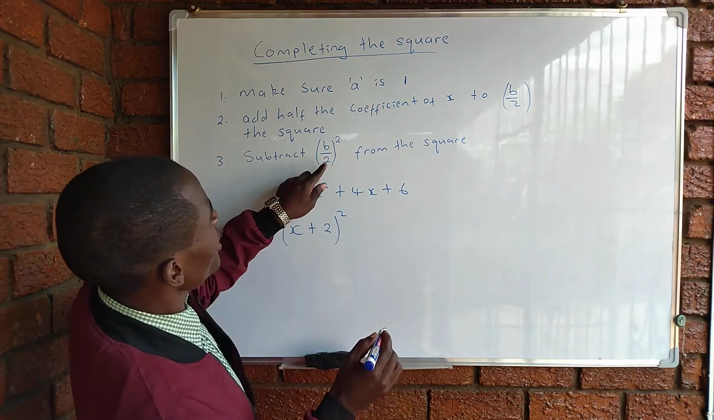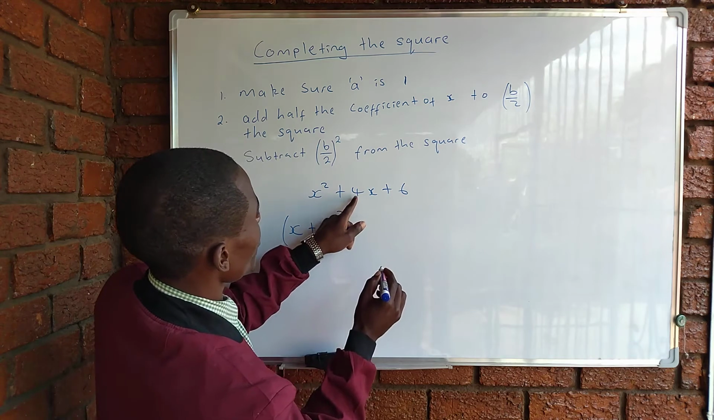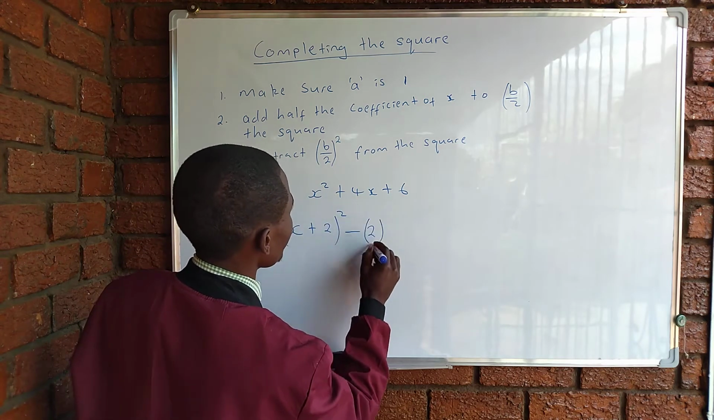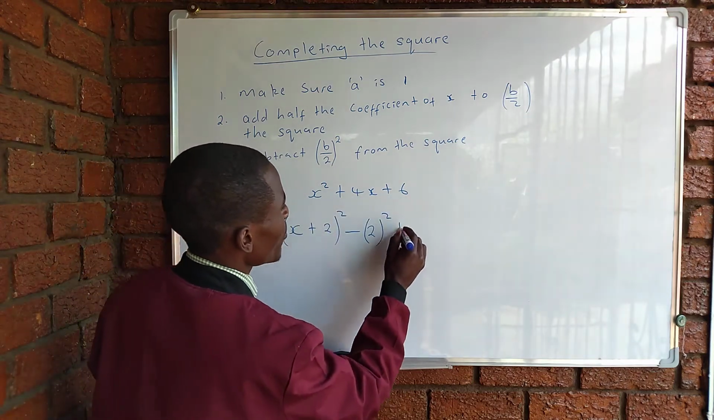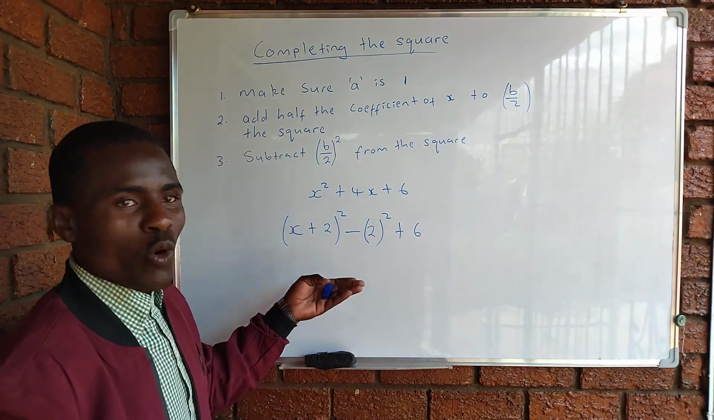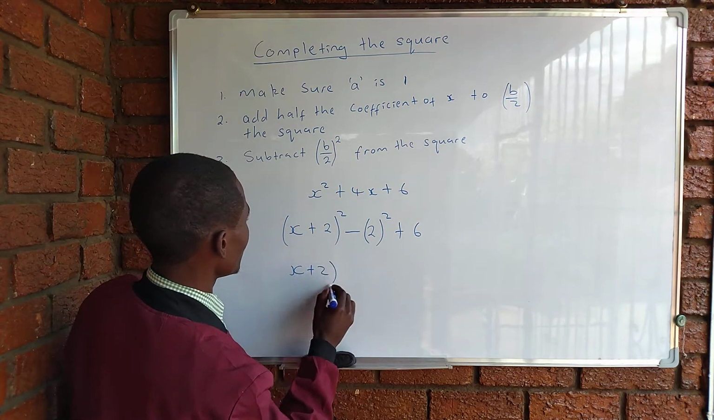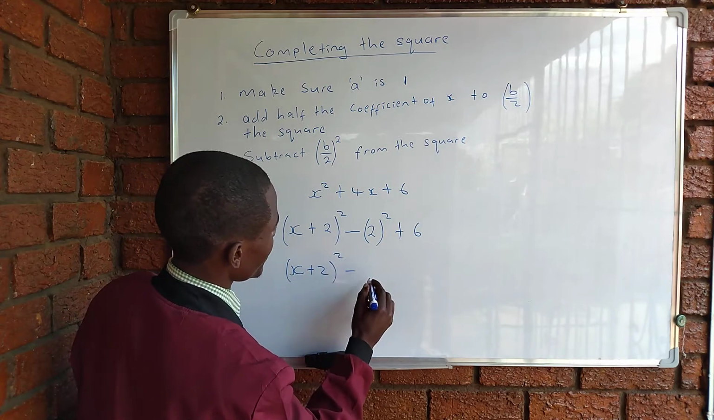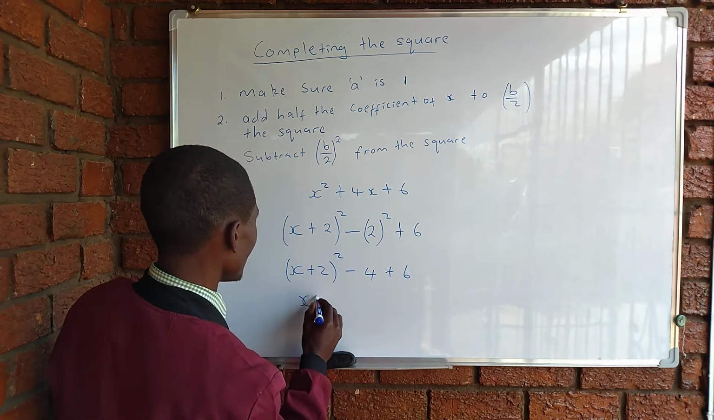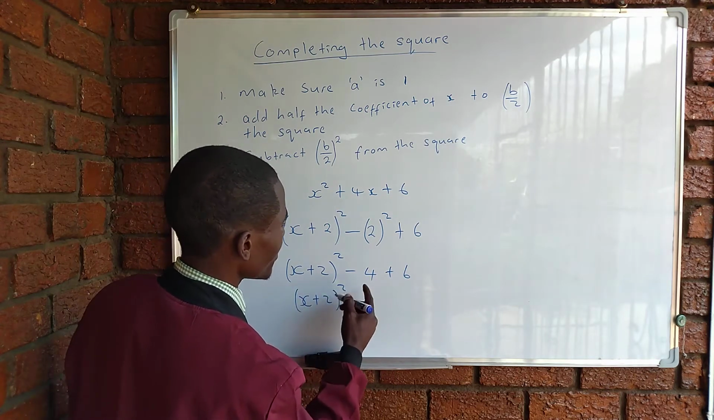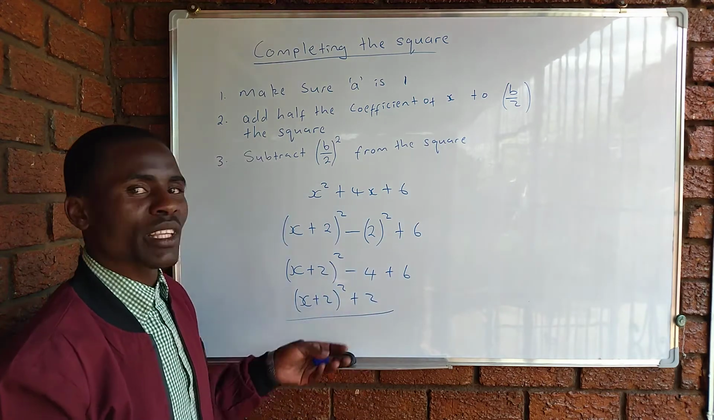Then subtract b over 2 squared from the square. Subtract b over 2, 4 over 2 is 2 squared. Then this 6 anongodzoka kadaro, this constant anongodzoka kadaro plus 6. Ndo kunonzi kucomplete a square. So the answer will be x plus 2 squared minus 4 plus 6, which is x plus 2 squared minus 4 plus 6 is plus 2. Ndo the method of completing the square.